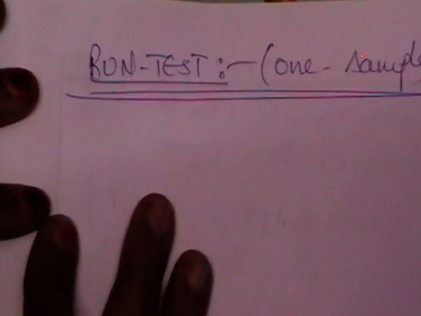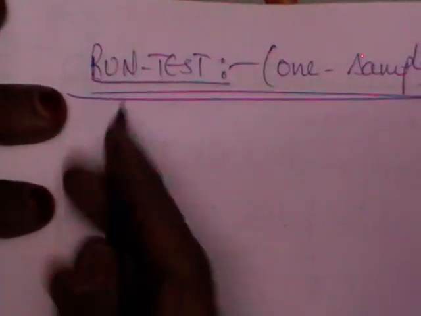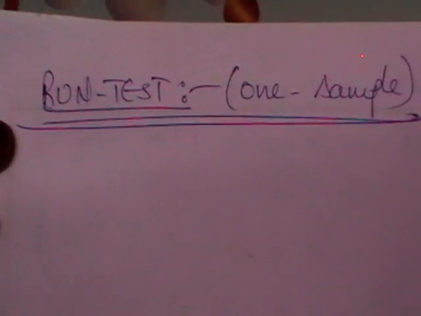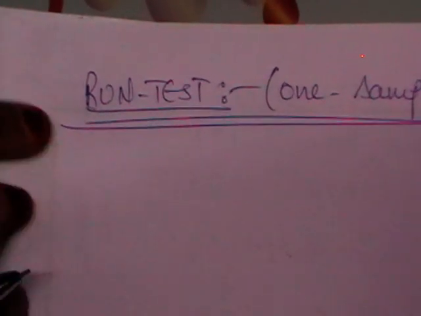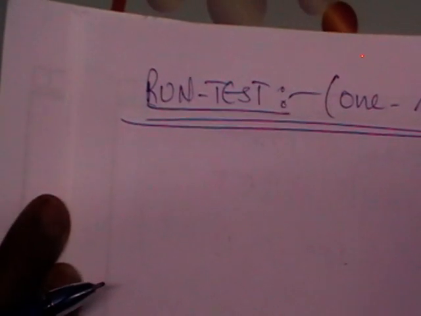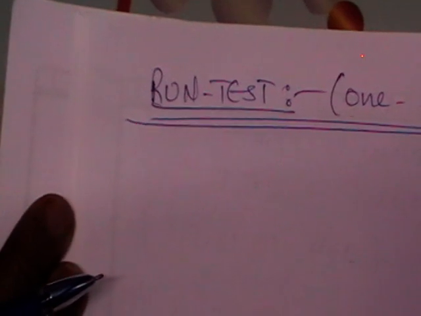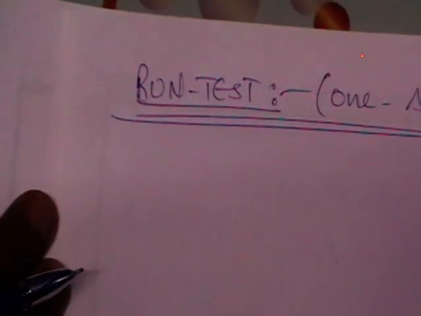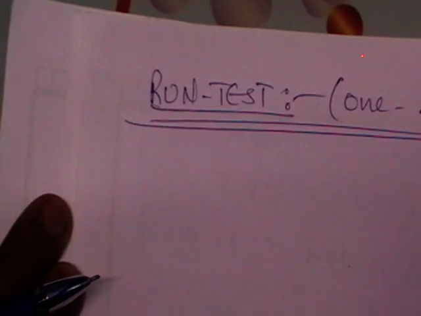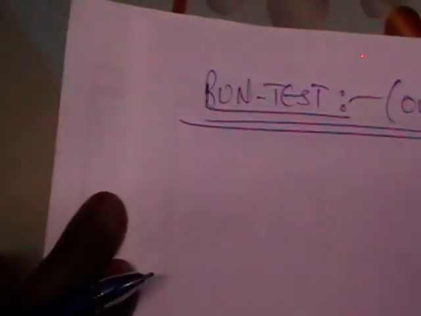So the next test is the run test. Okay, so far we have discussed the sign test and the Wilcoxon signed rank test. As the name suggests, you should observe the title and concentrate on it. If it is the sign test, we are concentrating on the signs of the differences. If it is the signed rank test, we are finding the ranks for the signs.